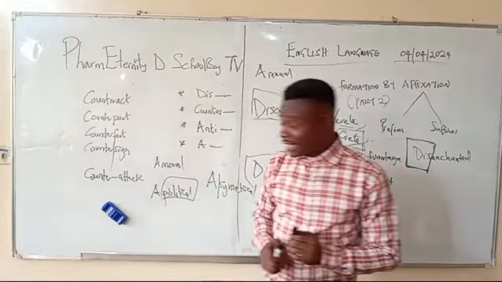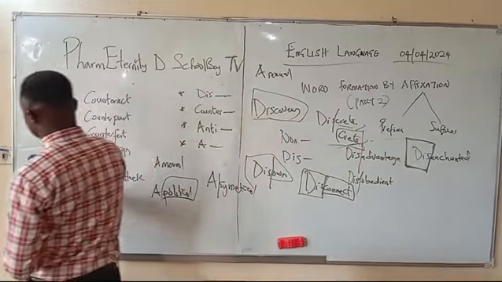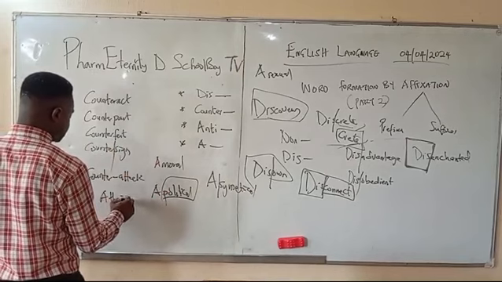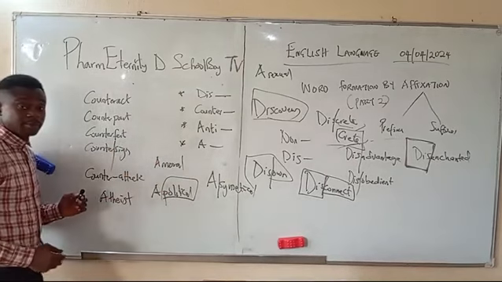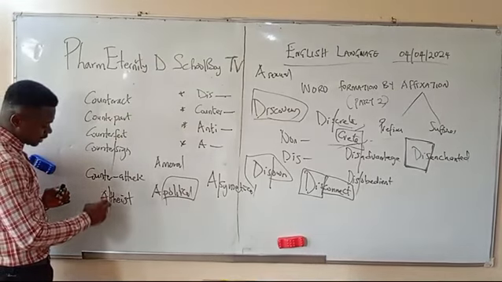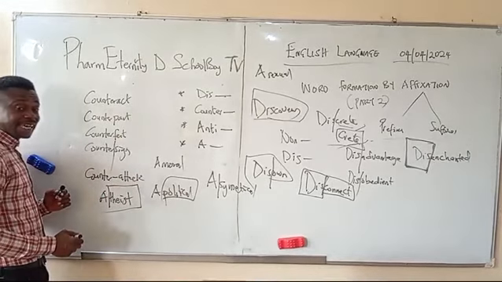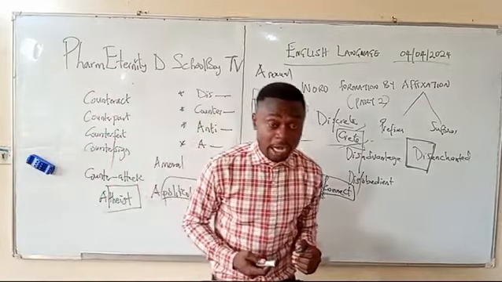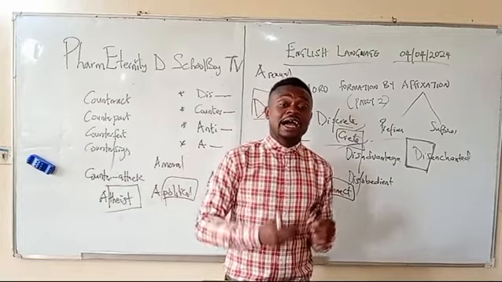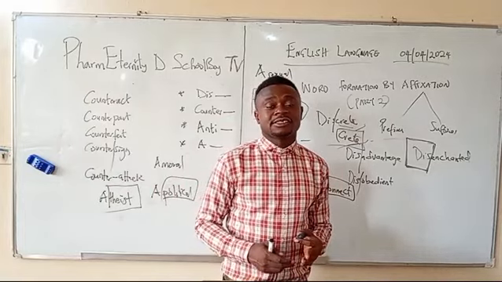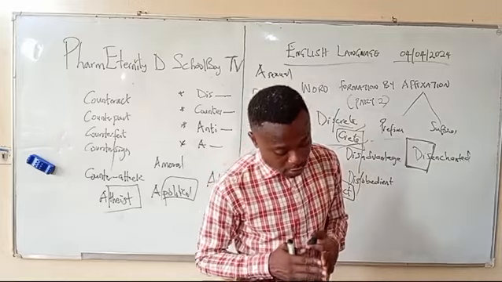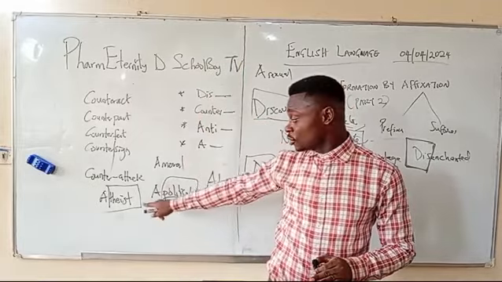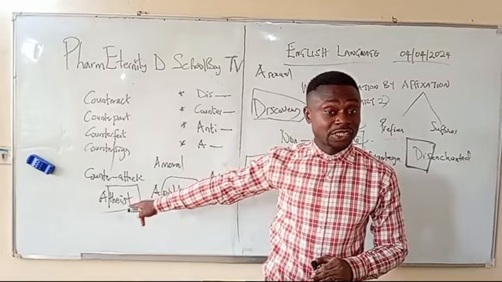Okay, another one is atheist. The root word is theist. Someone that is a theist believes in one God, believes in God. So an atheist is someone that does not believe in God. Not believe, does not. So here also talks about not believing in God.